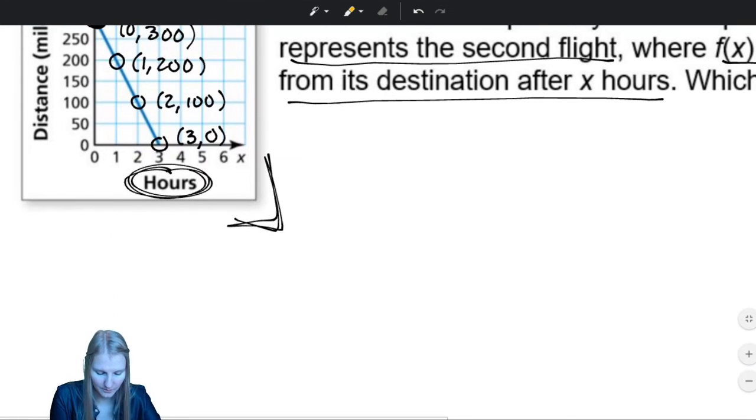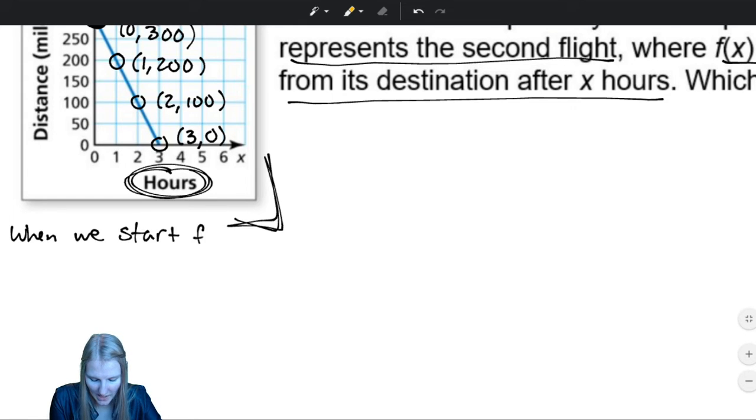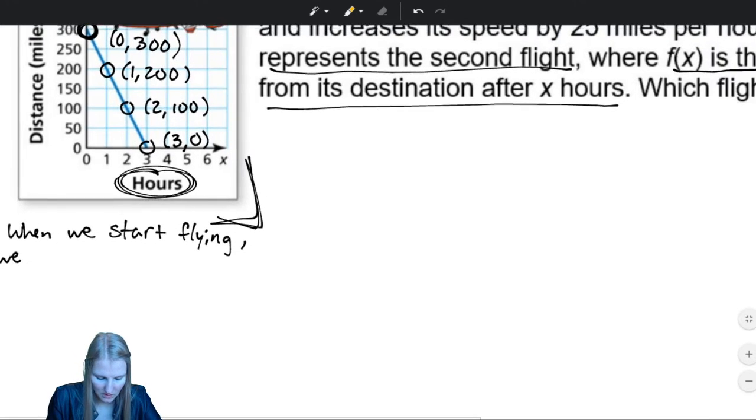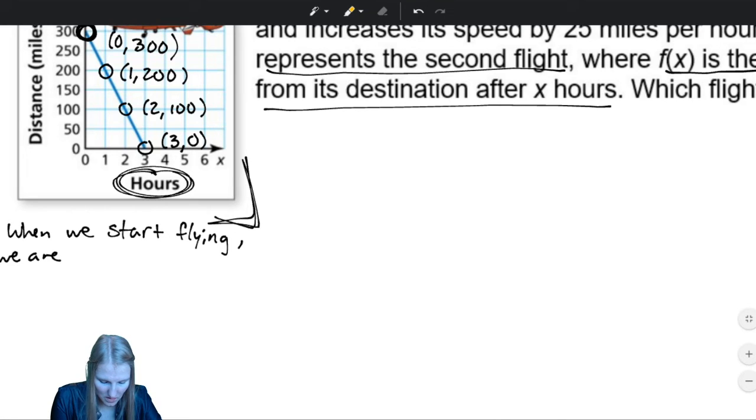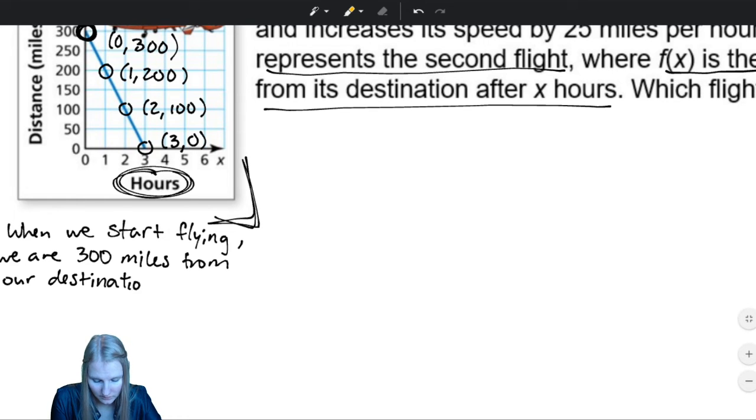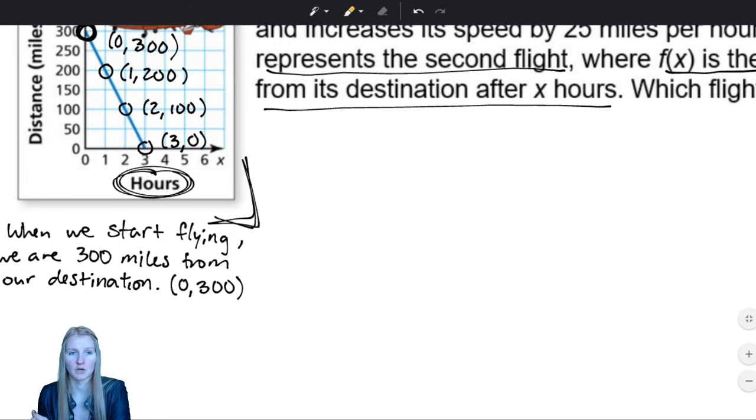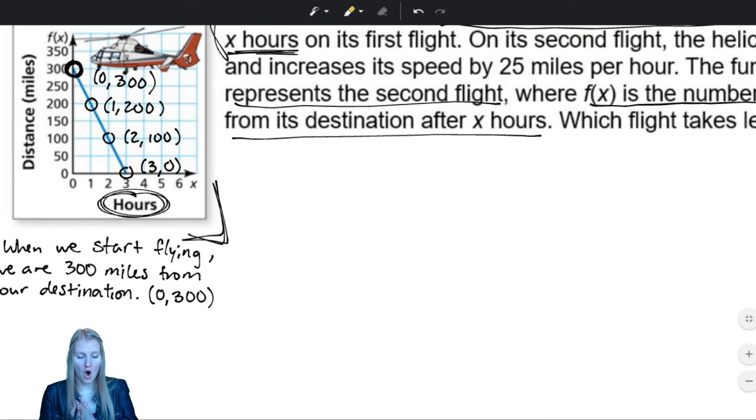So, okay, let's write that down. When we start flying, we're 300 miles from our destination. We know that because of the point (0, 300). Okay, so our journey is 300 miles.